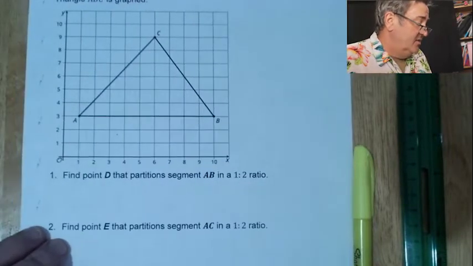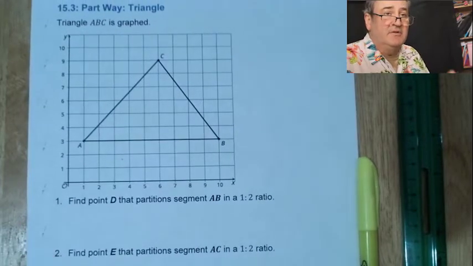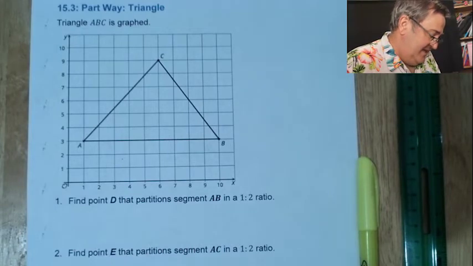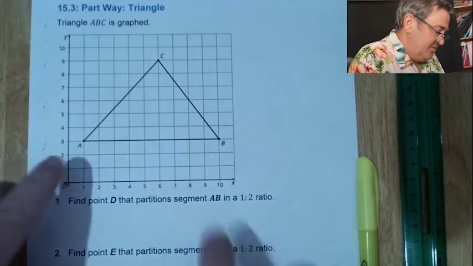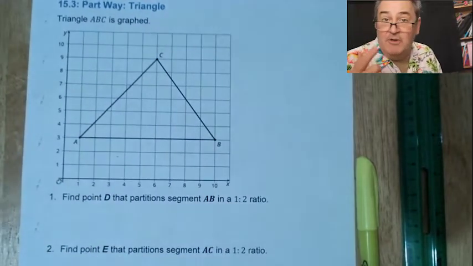Triangle ABC is graphed. Yes, we do see that. It is right there. Find point D that partitions segment AB. So we're looking at AB. We're looking at this one right here. In a 1-to-2 ratio. All right.